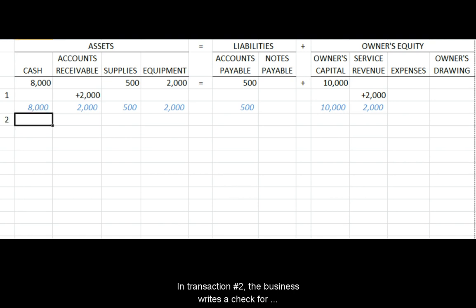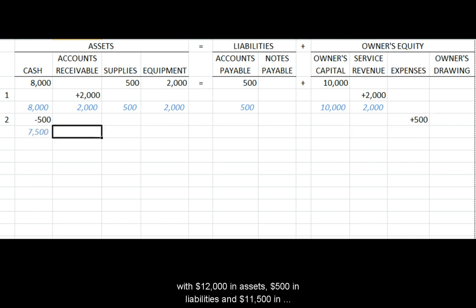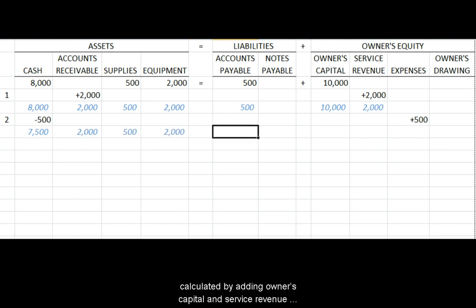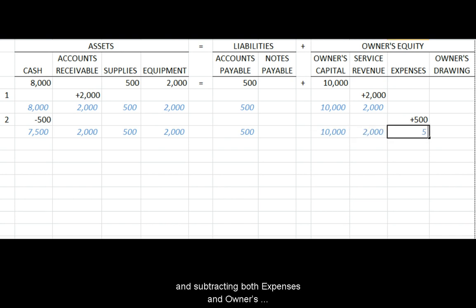In transaction number 2, the business writes a check for $500 for rent for the month. This results in a $500 reduction in cash and a $500 increase in expenses. Notice again that the equation is still in balance with $12,000 in assets, $500 in liabilities, and $11,500 in owner's equity. The owner's equity is calculated by adding owner's capital and service revenue and subtracting both expenses and owner's drawing. You subtract these two balances because both expenses and owner's drawing reduce the owner's equity in the business.